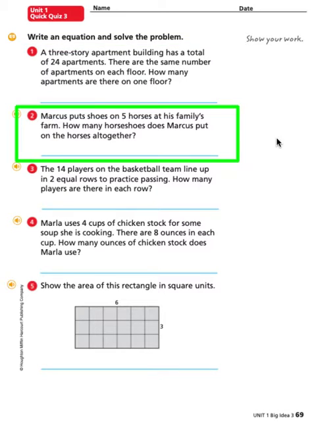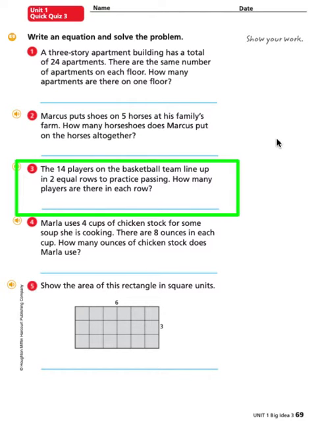Number 2, Marcus puts shoes on 5 horses at his family's farm. How many horseshoes does Marcus put on the horses altogether? There are 2 numbers in this problem as well. You need to find the 2 numbers and write a multiplication or division problem for this question.